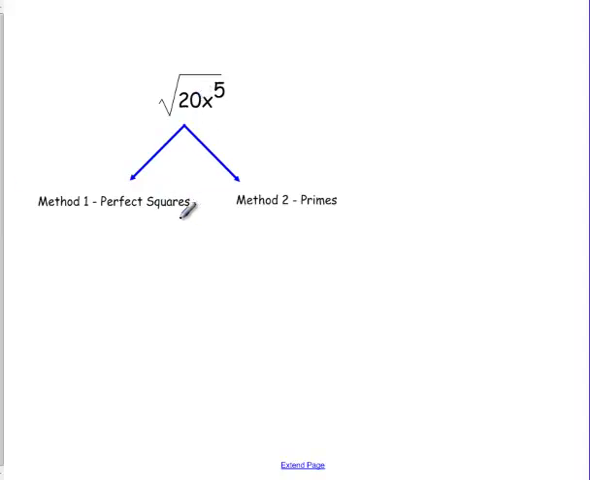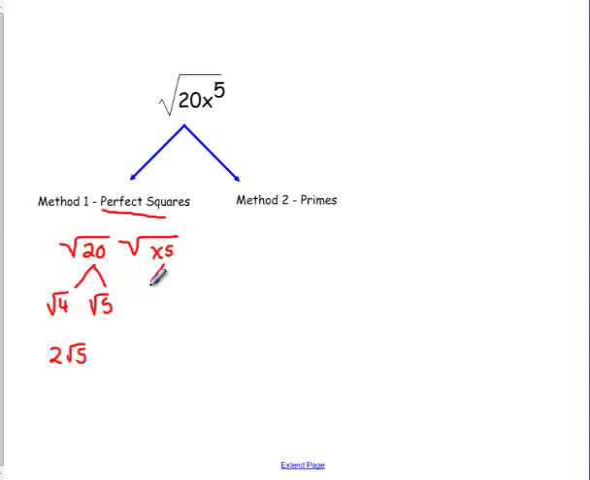All right, here's another one. Perfect squares. Well, now we combine things. We have a number and we have a variable. So we're going to work each one individually. So 20 is the square root of 4 and the square root of 5. Perfect square is 4. You always, always, always have to pick a perfect square. So that's 2 radical 5.